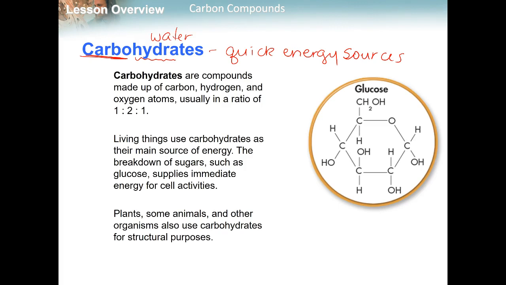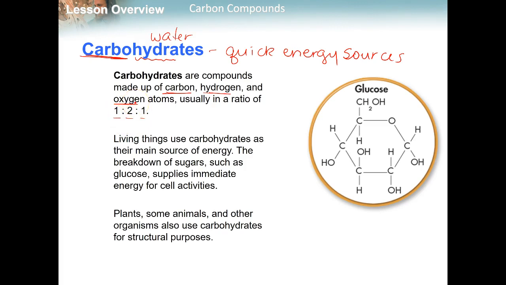You don't have to exercise or anything. Your body can just break them down really easily. So carbohydrate, since they're carbon and water, that tells you that they're made up of carbon, hydrogen, and oxygen atoms that come together. And when we think about, okay, what is our list of ingredients? What's our formula? How much do we actually have? Well, on average, and this is just an average, it comes in a 1 to 2 to 1 ratio.